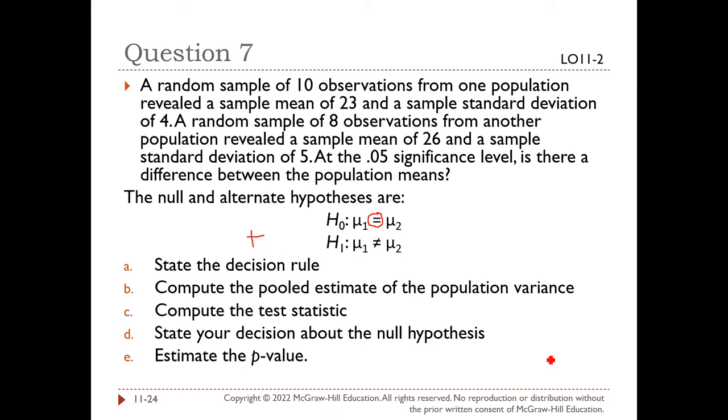Now remember, to find the degrees of freedom, we're going to add our 2 observations. So we're going to add 8 and 10 together, and minus 2. So that's 18 minus 2, that's 16.